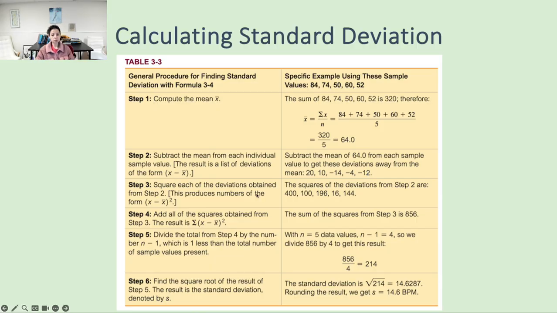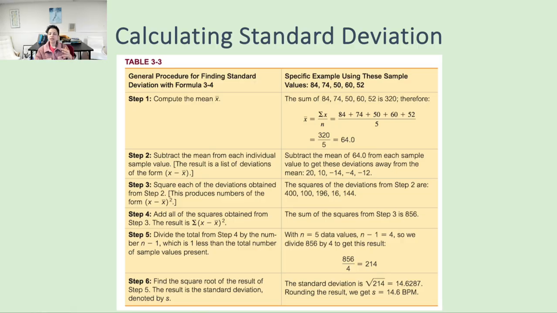The next thing we do is square each of those numbers. When we subtracted the mean from the data point, we now square those numbers. 20 squared is 400, 10 squared is 100, negative 14 squared is 196. Notice it eliminated the negative number. 4 squared is 16, 12 squared is 144. Now we add up all of those squares, and we get here 856. And then we're going to divide by the number of data points.